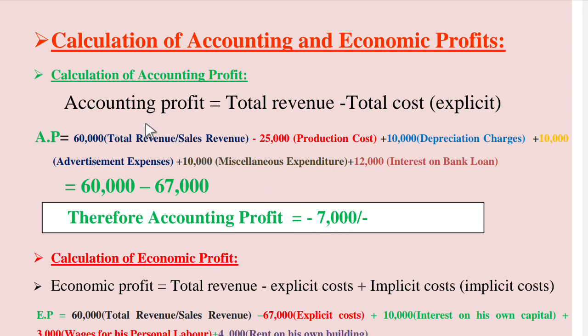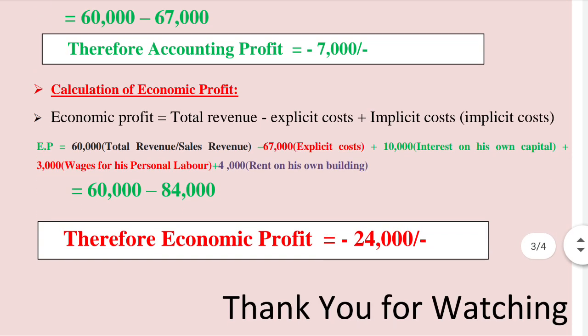So an accountant says the firm is under loss of about what? 7,000 crore rupees. The firm is under loss of about 7,000 crore rupees. Okay, so this is about the calculation of accounting profit. Then let us move to the next aspect.